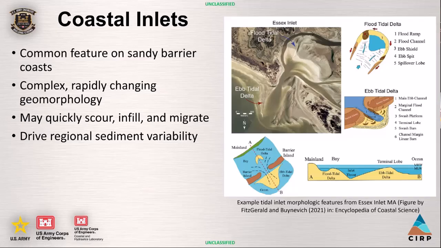So just a tiny bit of background on coastal inlets. They're a common feature on sandy barrier coasts. They generally have really complex, rapidly changing geomorphology because they're influenced by waves, currents, storms, human engineering, a variety of things on a variety of time scales. So they tend to really quickly migrate, scour, infill, and they can also be a big factor in regional sediment variability. And this figure on the right is just a diagram of a general coastal inlet with some of these various ramps, channels, lobes, and platform features.